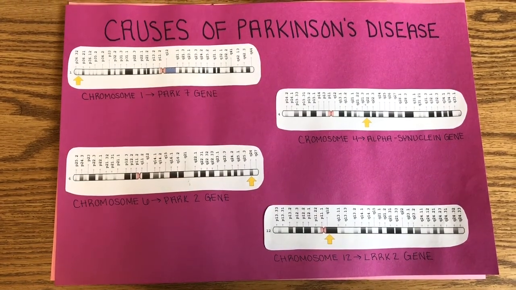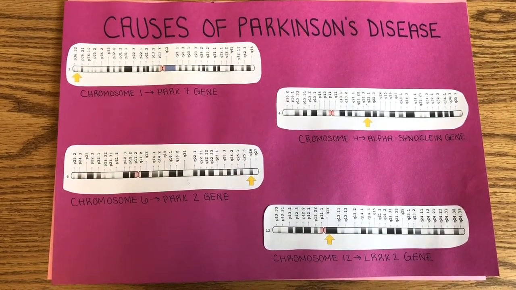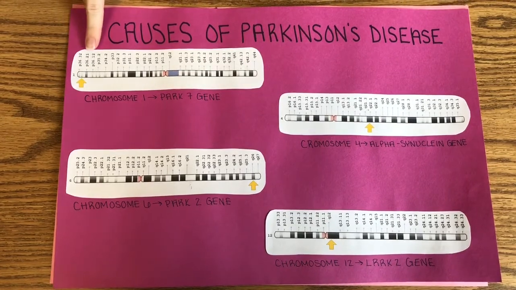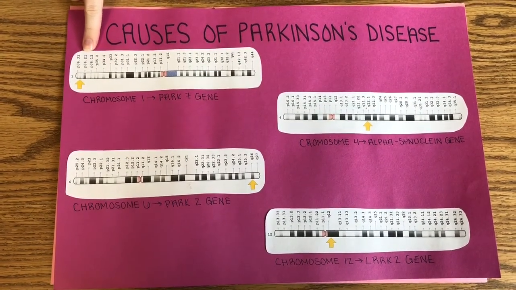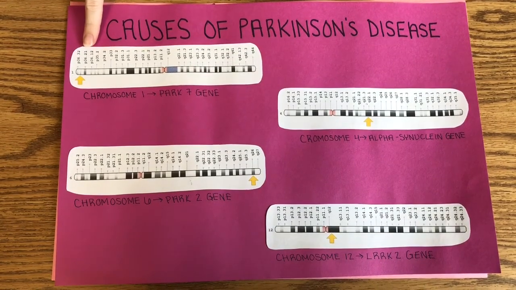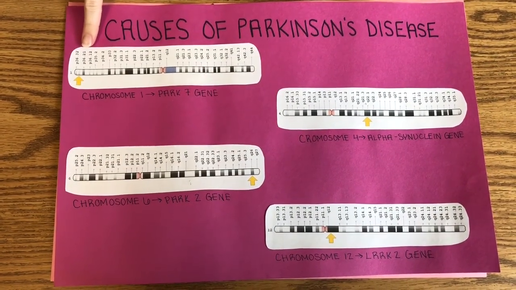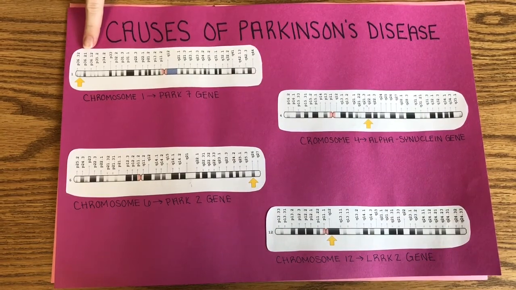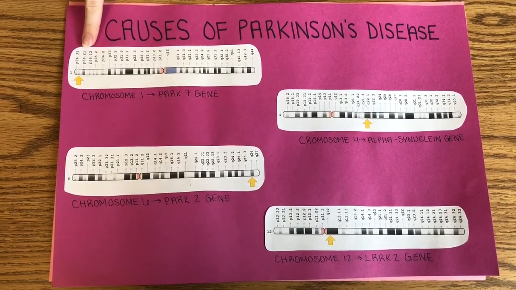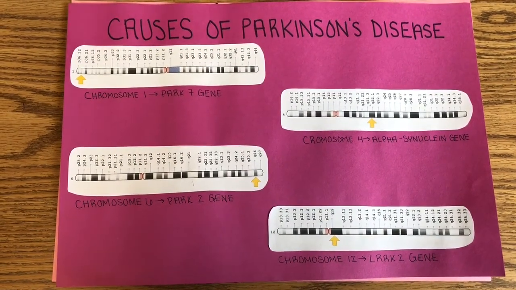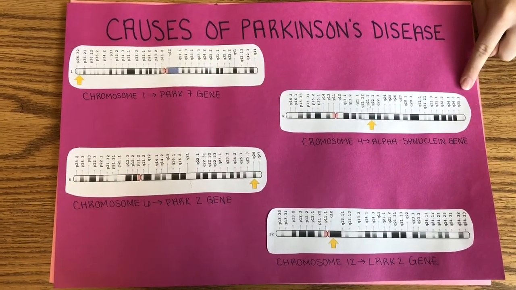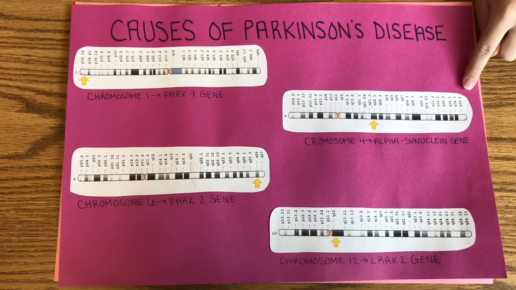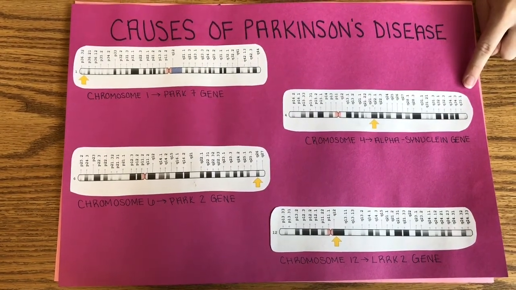There are a handful of genes associated with Parkinson's. On chromosome 1, there is a mutation in the PARK7 gene, which makes the DJ-1 protein. DJ-1 helps regulate gene activity and protect cells from oxidative stress. This mutation is an autosomal recessive gene. On chromosome 4, a mutation of the alpha-synuclein gene, which helps regulate the release of dopamine. This is an autosomal dominant gene.